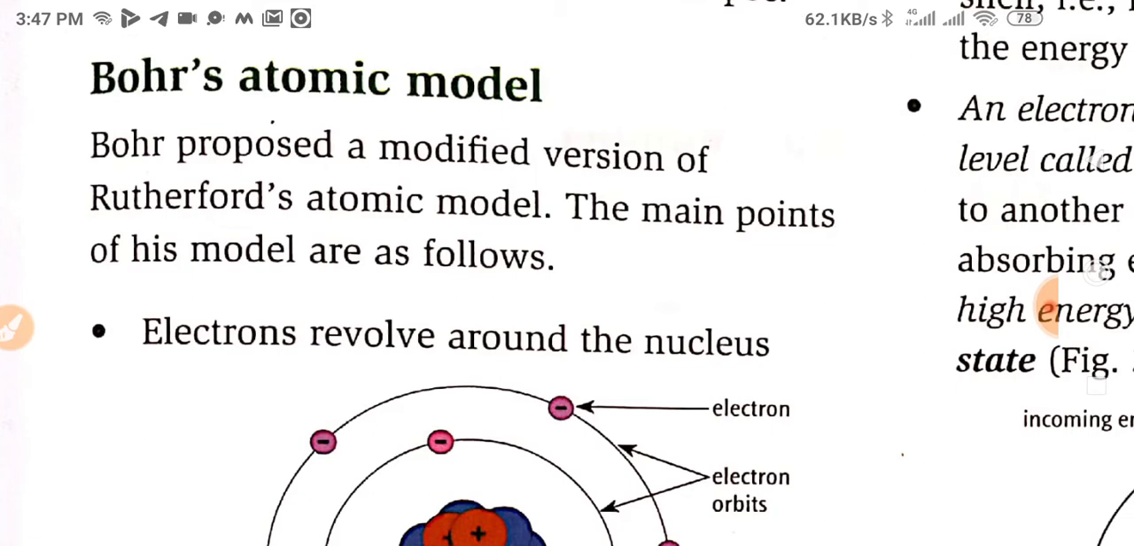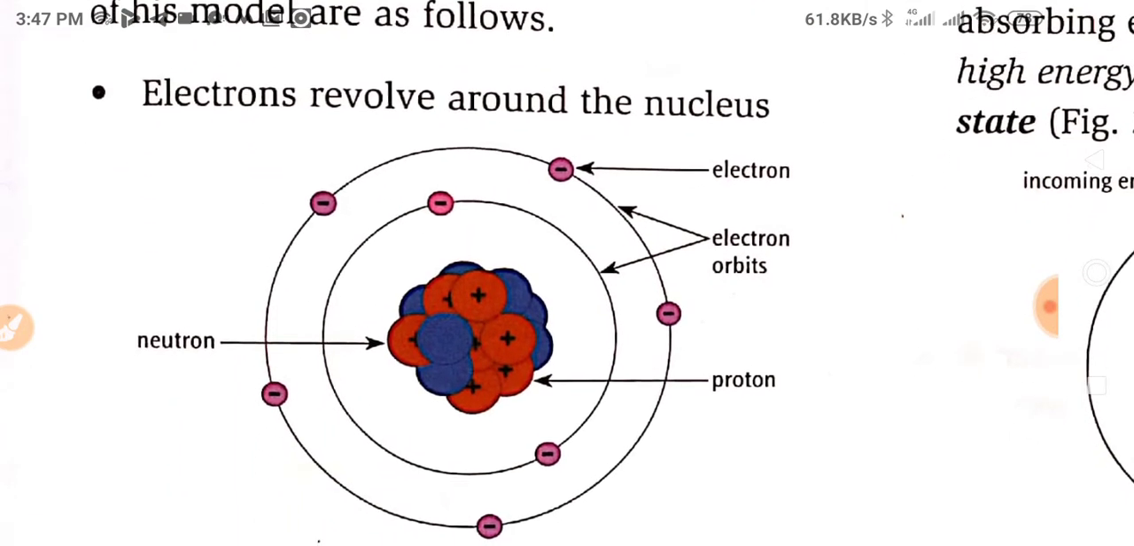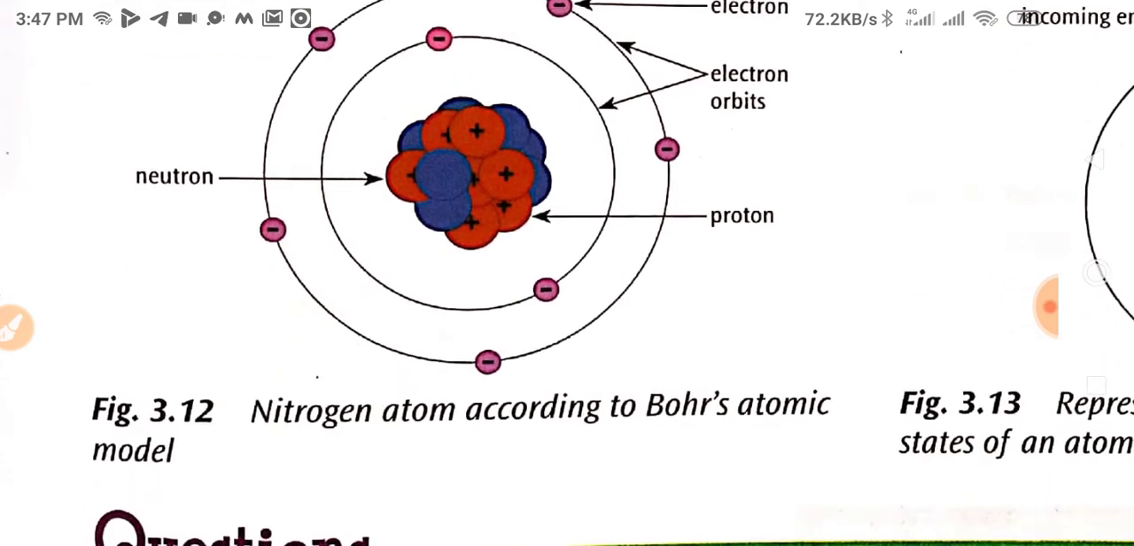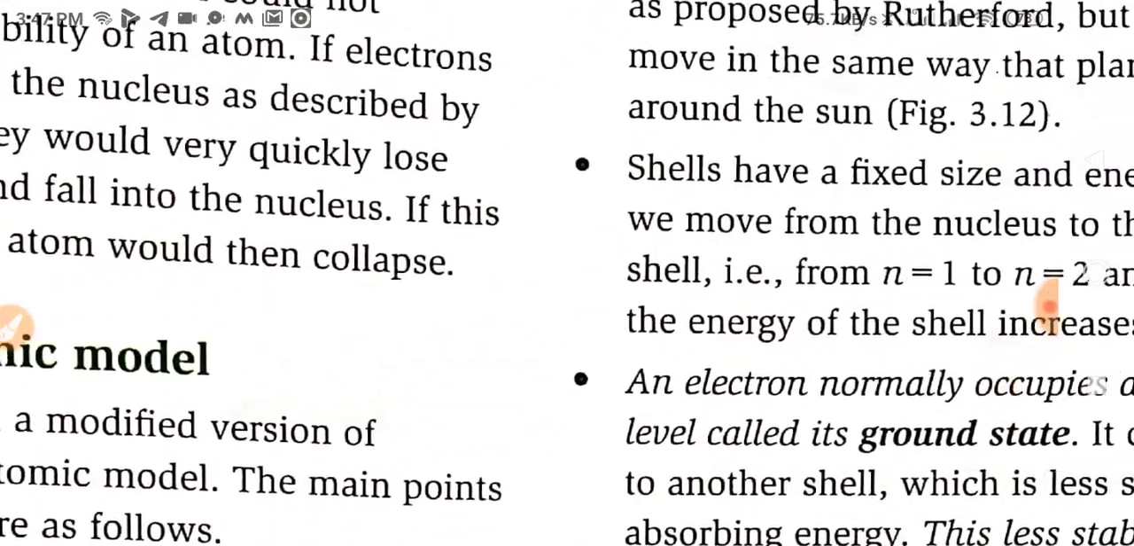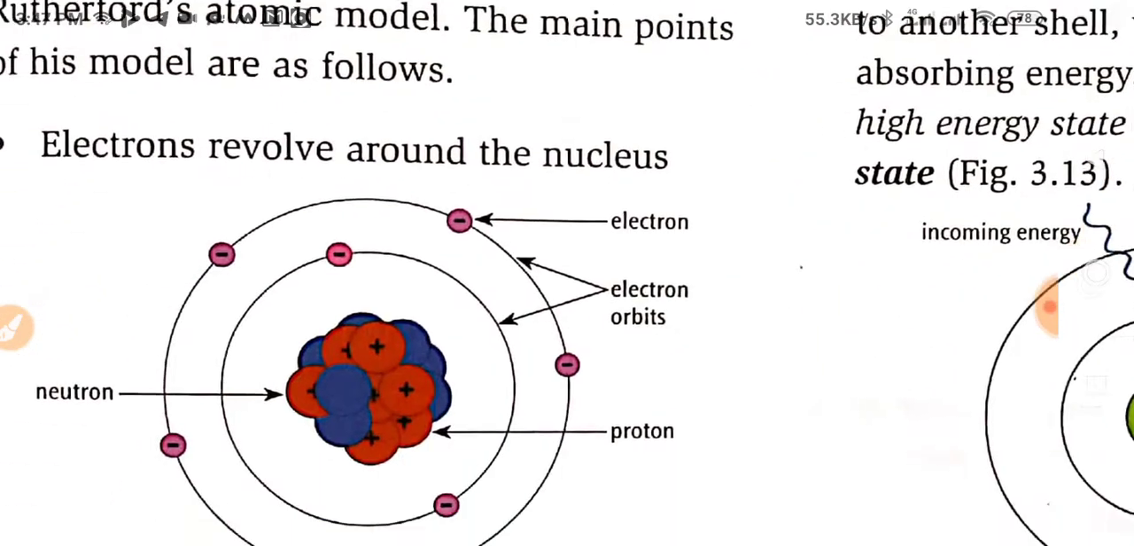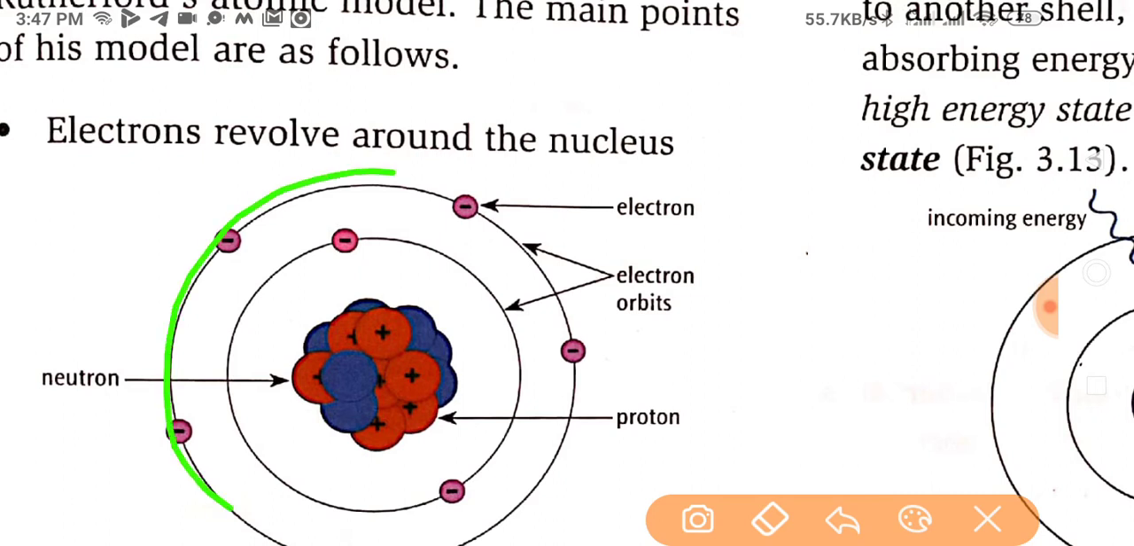The main points of his model are as follows. Electrons revolve around the nucleus in fixed circular paths called shells or energy levels. You can see here he calls these structures energy shells or energy levels.